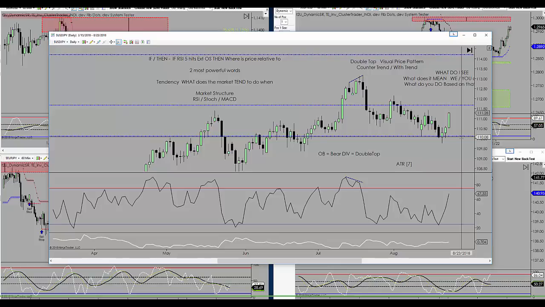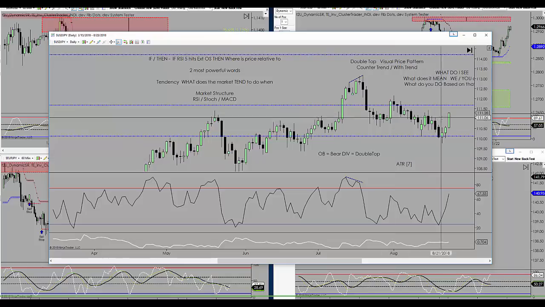I beat myself up. Coulda, shoulda, woulda. Man, I could have been long right here from 110.57. I would have been up 70 pips at the close of this day. We took out the highs of the last 5 days. We're probably going to easily go back and retest 111.80 on this chart. What was I thinking? Well, you didn't have a signal based on your trading plan.